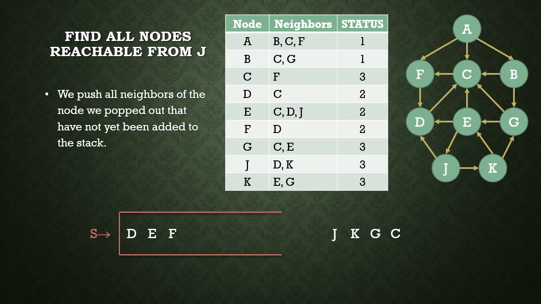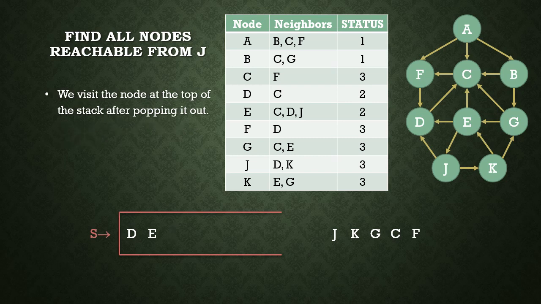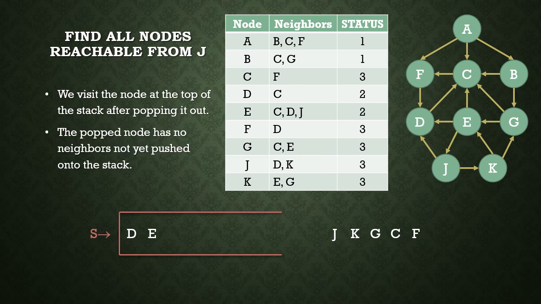We push neighbors of C which have not yet been pushed onto the stack, and C has one neighbor F. Status of F becomes 2. We pop top of the stack, we get F, and status of F becomes 3. F has one neighbor D which has already been added to the stack. So we do not push any node onto the stack for F.